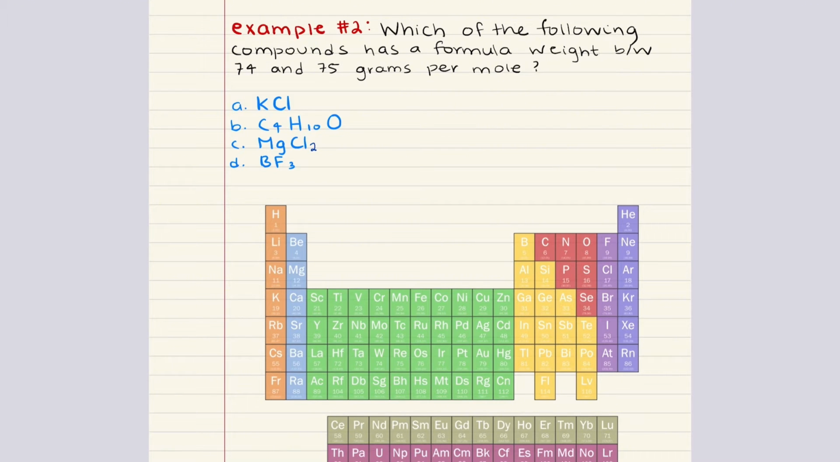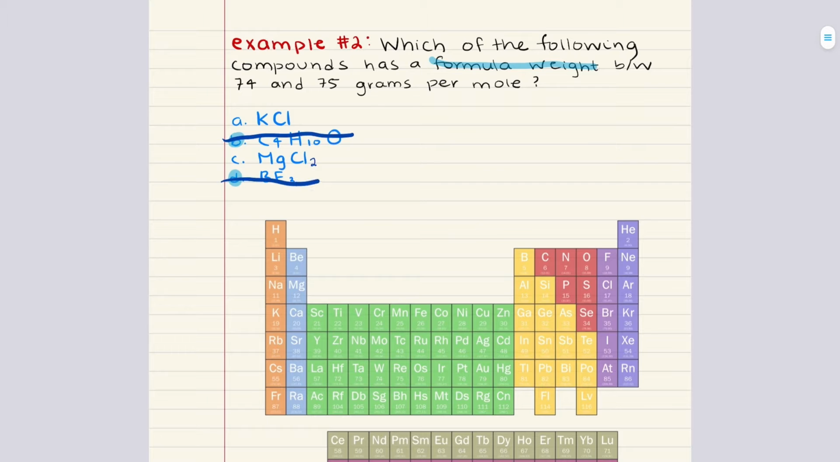Problem 2 asks, which of the following compounds has a formula weight between 74 and 75 grams per mole? Now, formula weight is used for ionic compounds, whereas molecular weight is used for covalent compounds. Looking at our answer choices, B and D are both covalent compounds and thus are measured in molecular weights, not formula weights. So we can go ahead and eliminate both of those answer choices. B is butanol, we can go ahead and eliminate that. And D is boron trifluoride, also a covalent compound that we can eliminate.